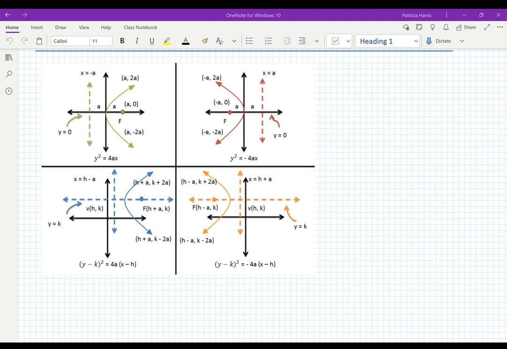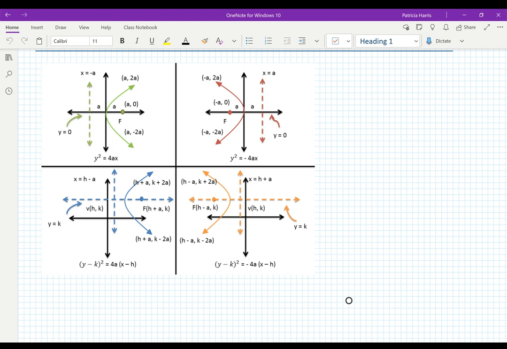Okay, so we're going to continue our discussion of parabolas. Now, parabolas, as we're used to them, open up and down. But there are other types of parabolas that open side to side. So the equation looks a little bit different.